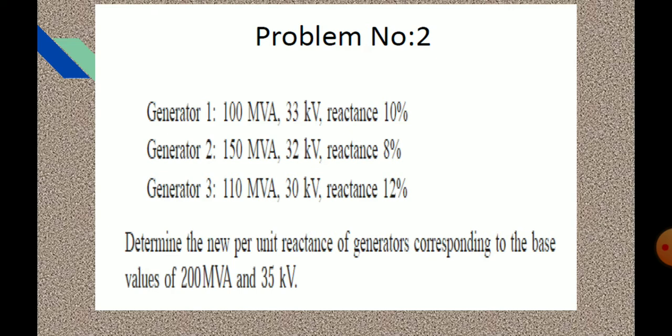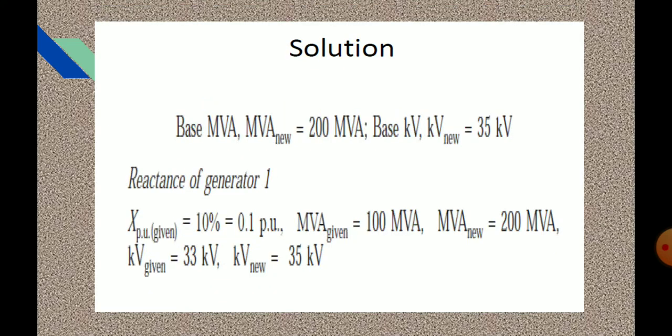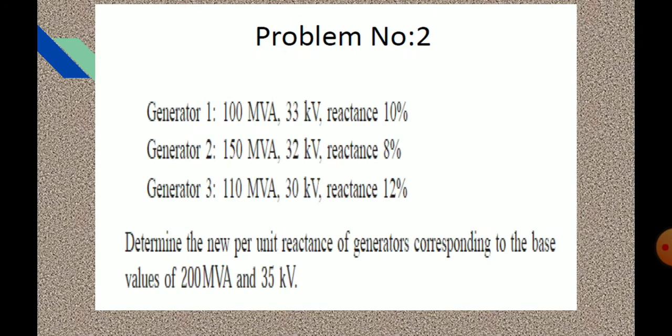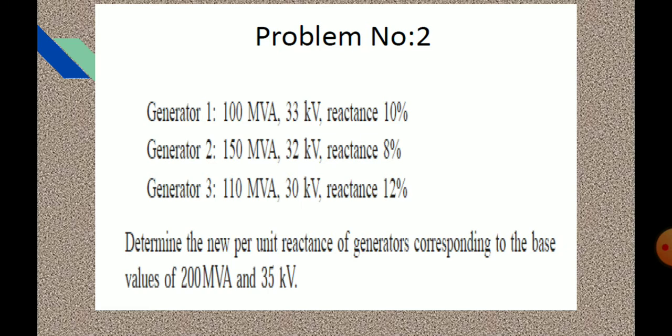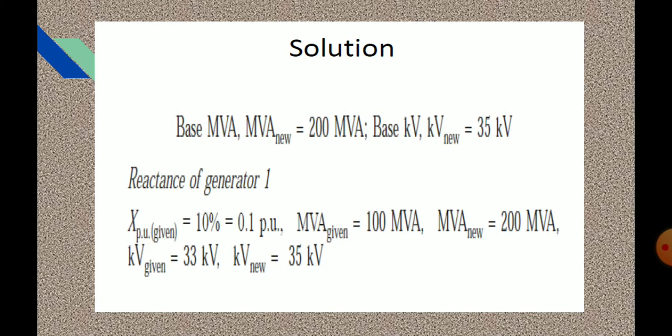We have to determine the new per unit reactance of the generators corresponding to the base value. The base power and voltage are given, so we take these as base MVA new and base kV new. Now the reactance of generator 1: the power value, voltage value and reactance value are given. The reactance is 10 percentage, so per unit we can write 0.1 per unit.